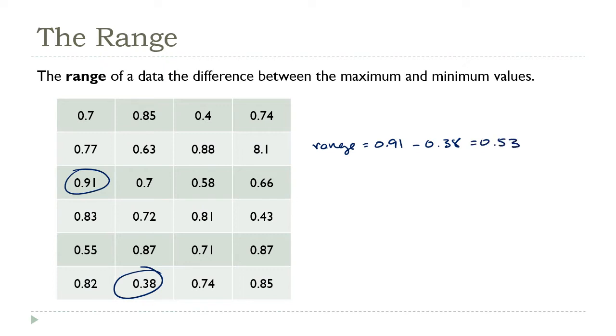And that difference is 0.53. Now, like the median and the mode, this measurement has no interest in how the data is distributed between those values, which does significantly limit its usefulness. There will, however, be some specific examples that we'll see shortly where we can use this value to get a good estimate of other values that can be harder to calculate.